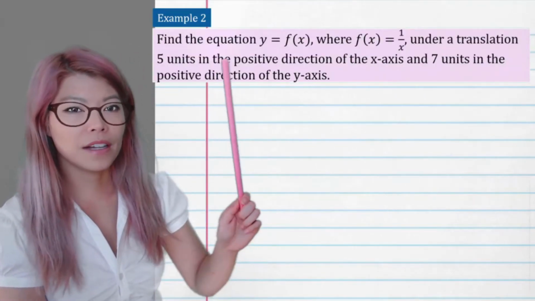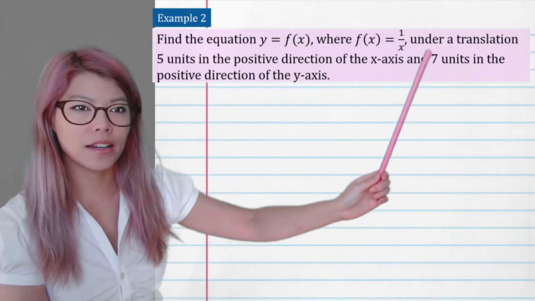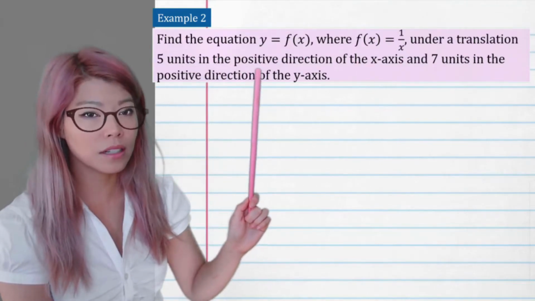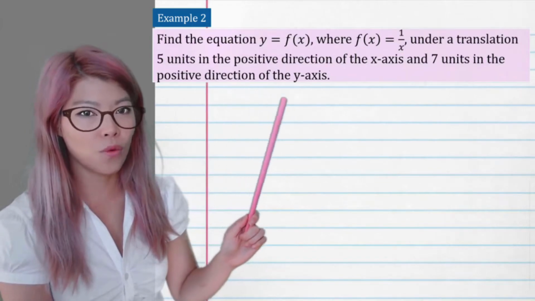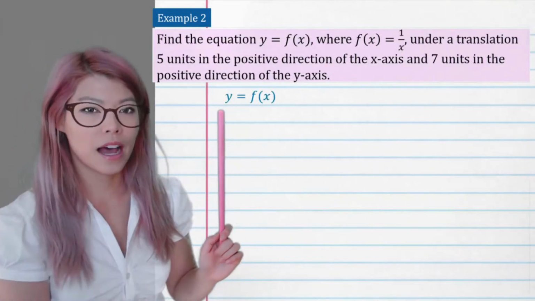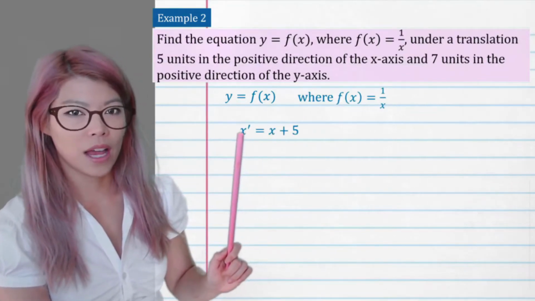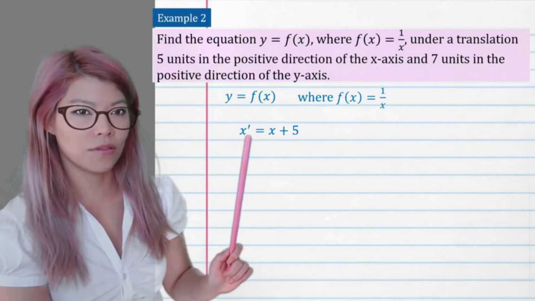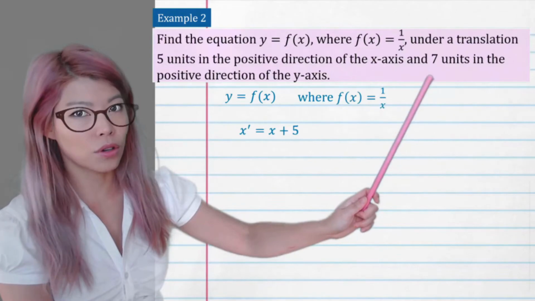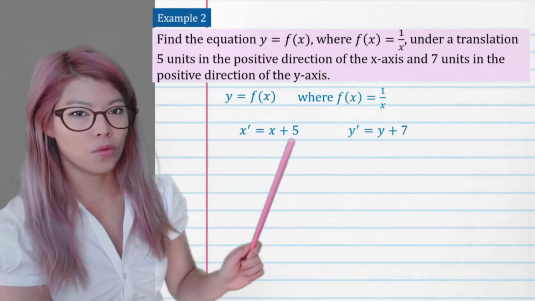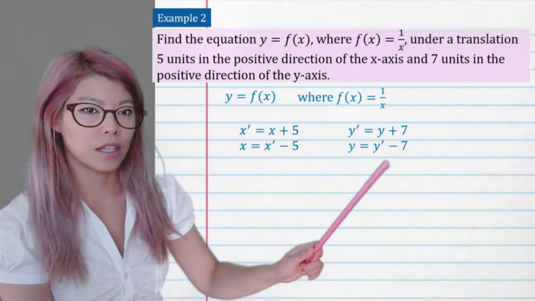Example 2. Find the equation of y = f(x), where f(x) is equal to 1 over x, under a translation of 5 units in the positive direction of the x-axis and 7 units in the positive direction of the y-axis. So let's figure out what that means. f(x) is 1 over x, and the image of x is moving to the right by 5, so plus 5, and the image of y is also adding 7. Therefore, rearranging, we would get x equals the image minus 5 and y equals the image minus 7.